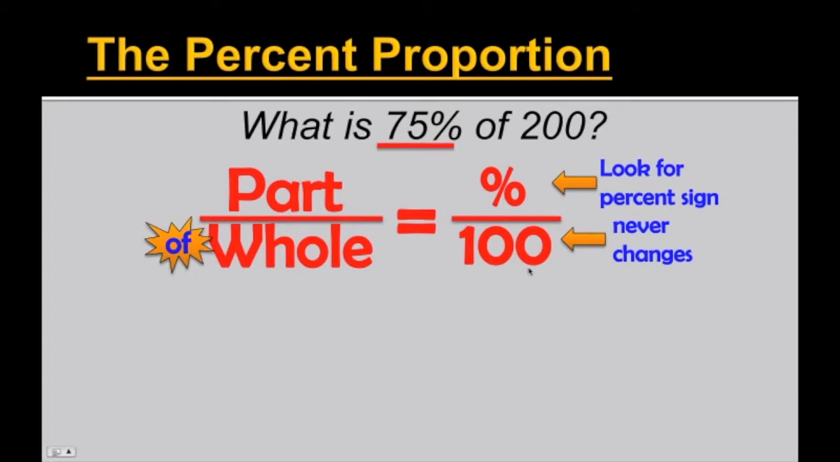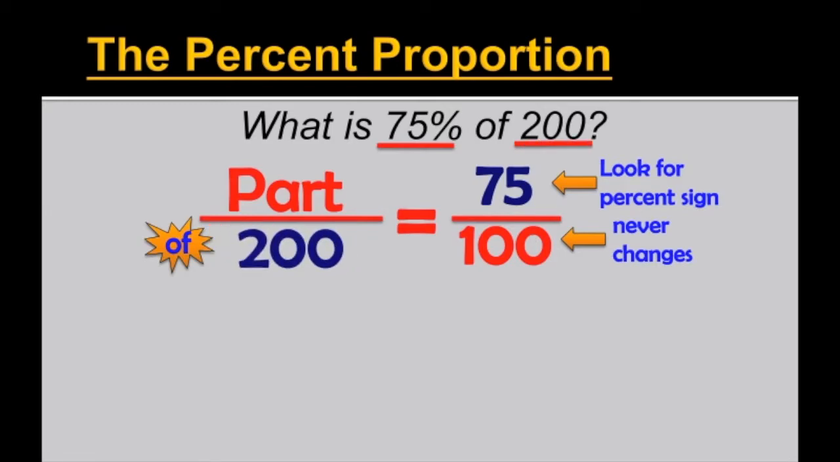We have 75%. Well, that's going to go here in the top right part because that's where our percent sign was. So we're saying 75 out of 100. This is exactly what a percent is. It's just out of 100. So it's 75 over 100. We're looking for what 75% of 200 is. And since we're saying of 200, that's going to be our whole.